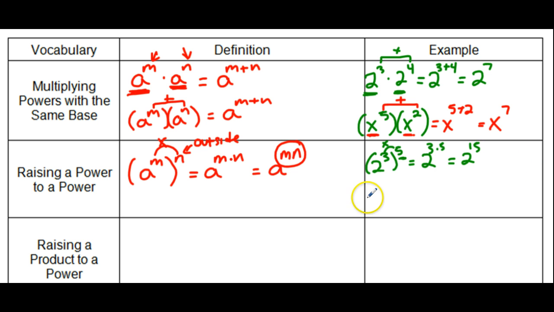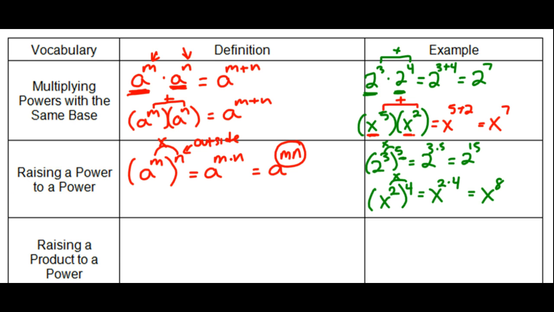Alright? Let's look at another example. Let's say x to the 2nd raised to the 4th, right? Again, inside, outside, we're going to take this and multiply. So x to the 2 times 4, which is x raised to the 8th.